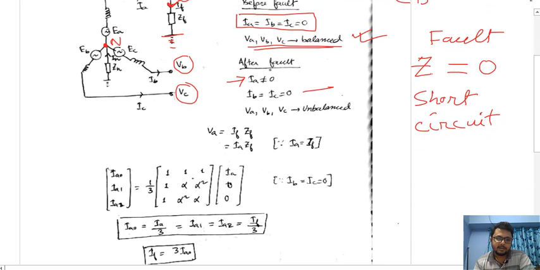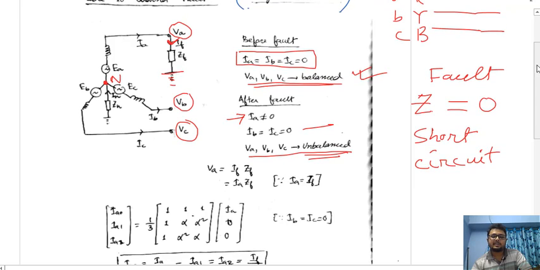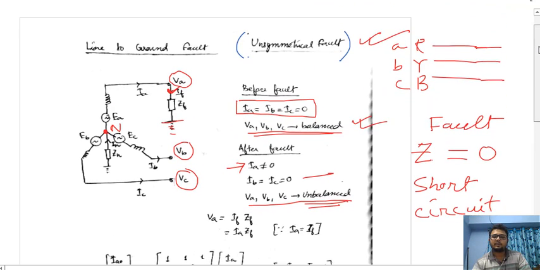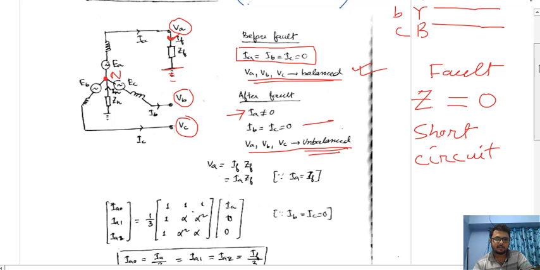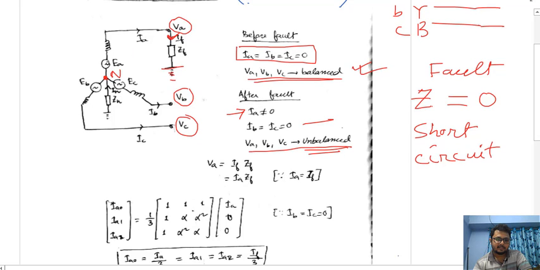So when there is a fault, your system becomes unbalanced. Initially it was balanced, no fault was there, and no current was flowing through any phase. So we say that a short circuit occurs. Short circuit means the resistance becomes 0, so current can easily flow through that path. In this branch the current can easily flow because a short circuit occurs here. So this is the meaning of fault.